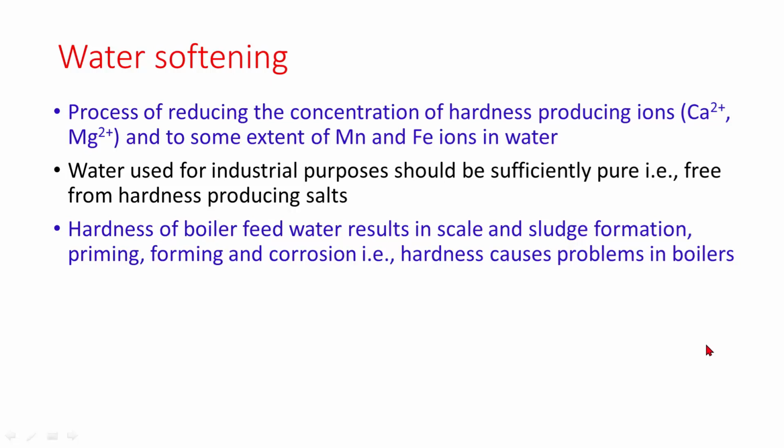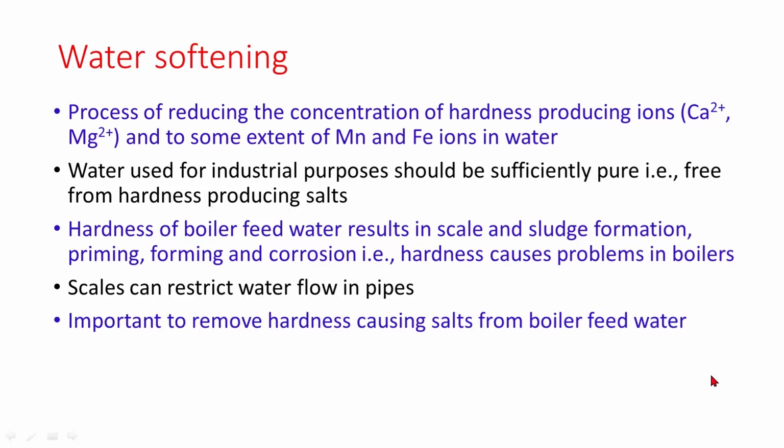Hardness of boiler feed water results in scale and sludge formation, priming, foaming, and corrosion. That is, hardness causes problems in boilers. Scales can restrict water flow in pipes. It is important to remove hardness causing salts from boiler feed water.